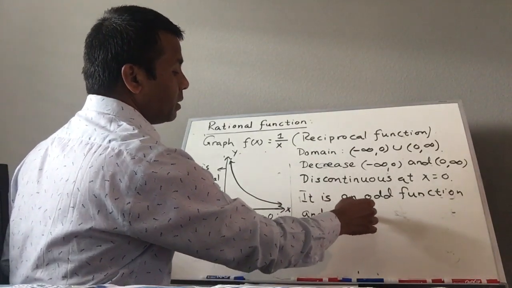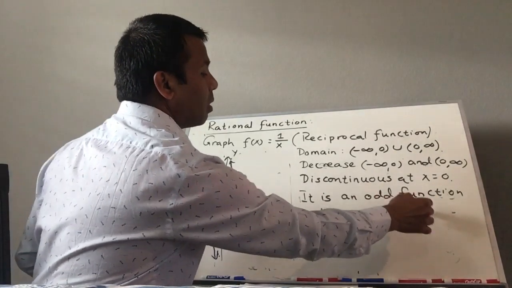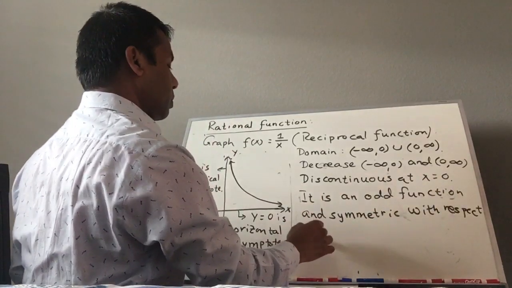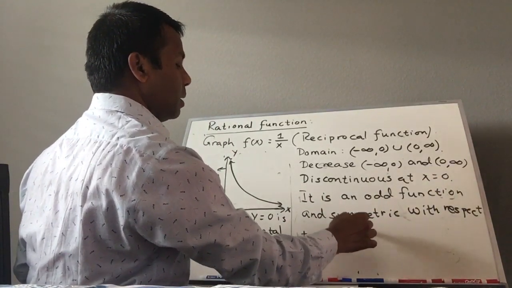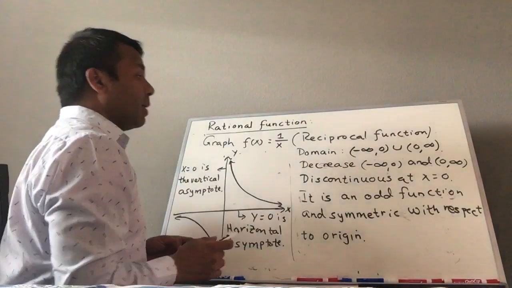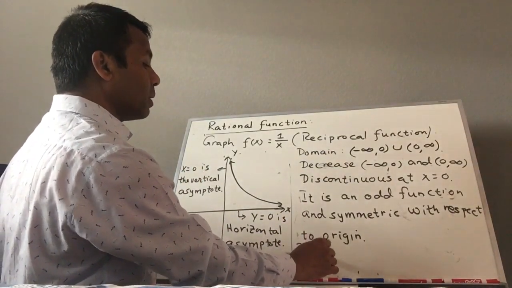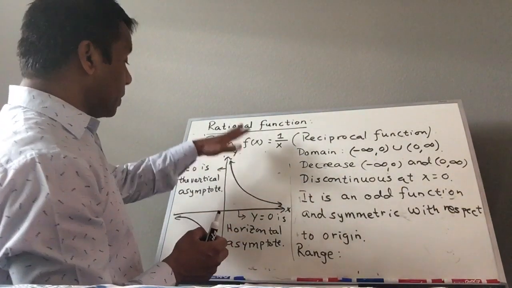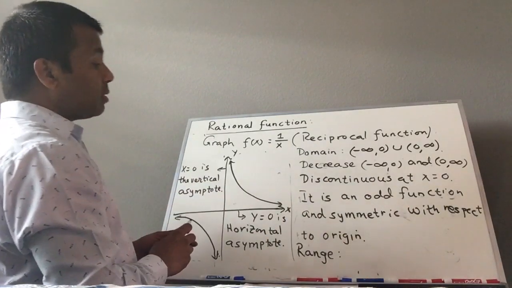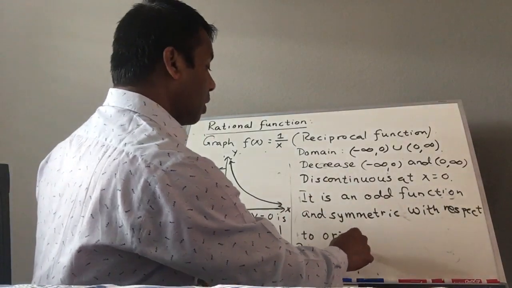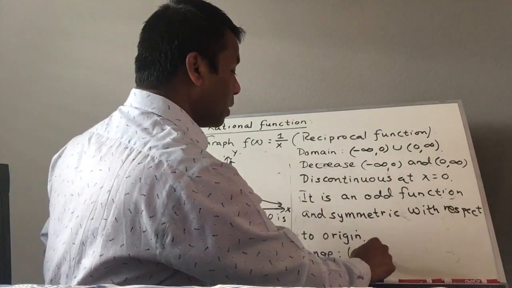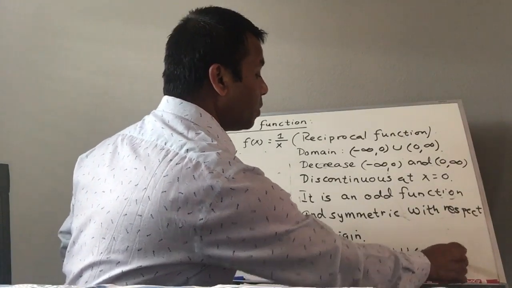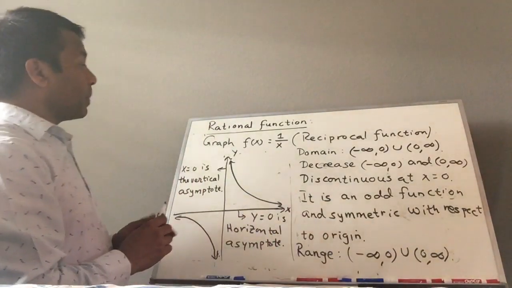You can see that from the graph. And if you want to find the range, it is the set of y values, and you know that the y value cannot be 0. So the range of this function is also the set of non-zero real numbers, so negative infinity comma 0 union 0 to positive infinity.